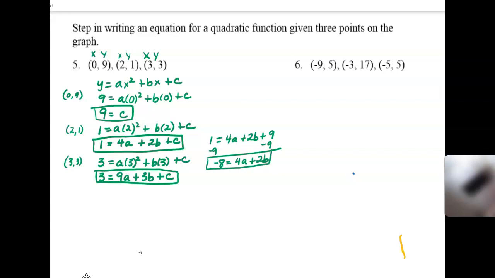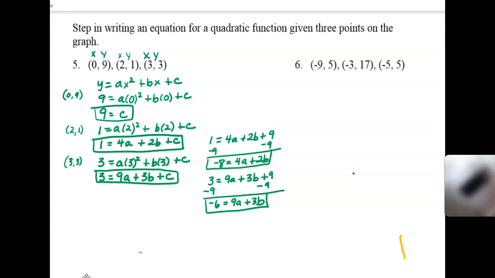So now that is the equation I'm working with. I'm going to do the same thing for number 3. So 3 equals 9a plus 3b plus 9. I'm going to move that 9 over. I get negative 6 equals 9a plus 3b. I'm going to box that. Now, do you remember us doing systems of equations earlier? So that's where I'm going to take those two and put them together and do a simplification.